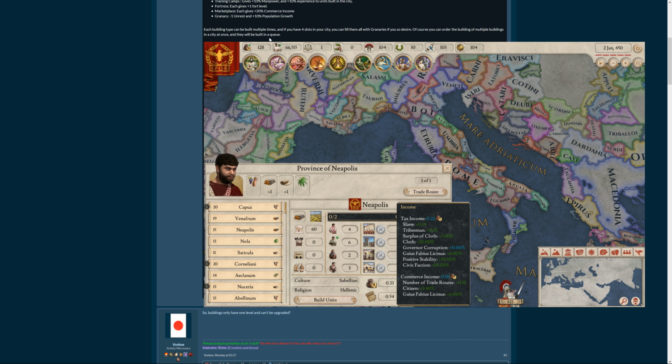The number of trade routes determines the commerce income. And we probably have one trade route here. That would be then 0.10. I mean, that would make sense. Or it's 2 trade routes. I'm not sure. Then we have a citizen bonus on that. Let's see. That is 3.4%.